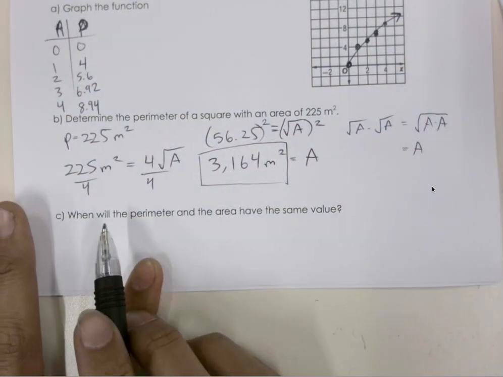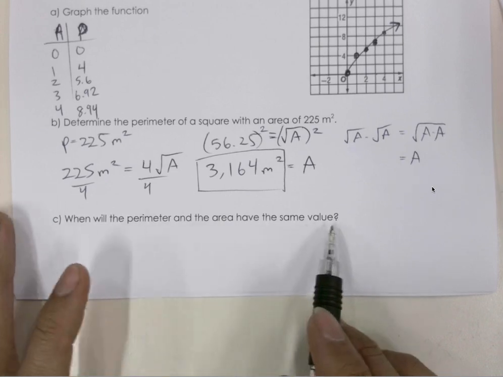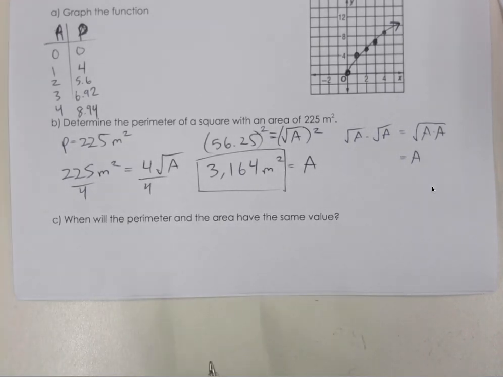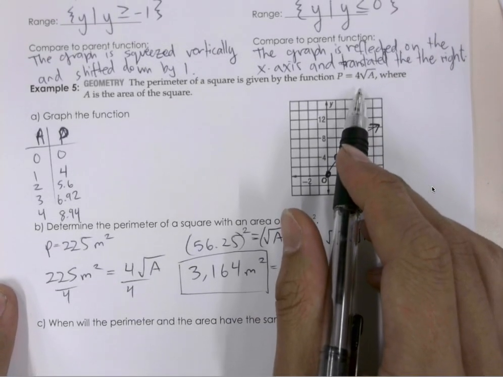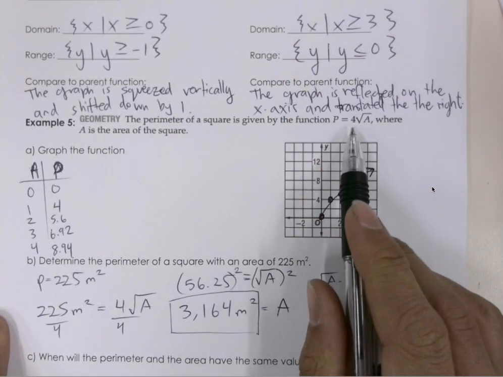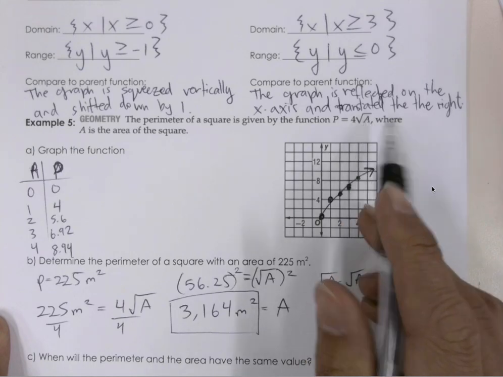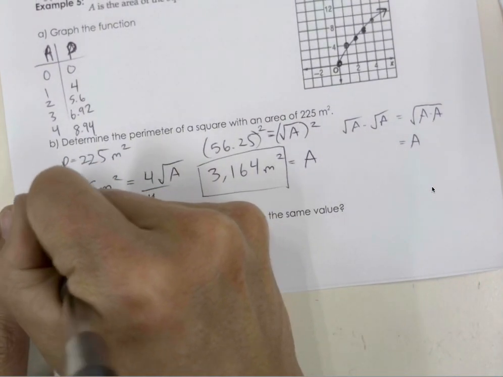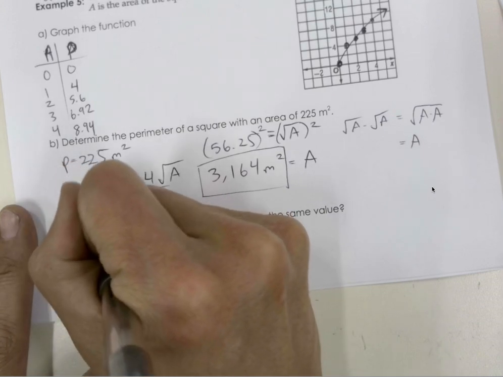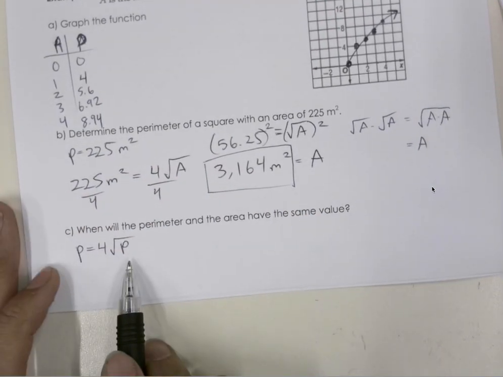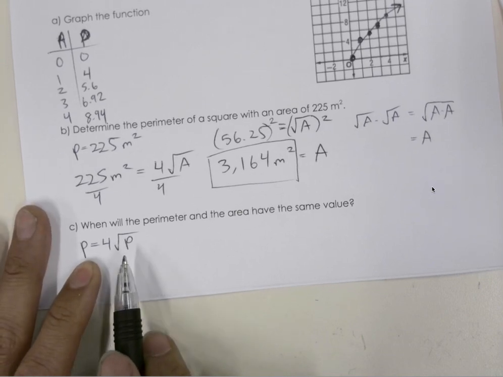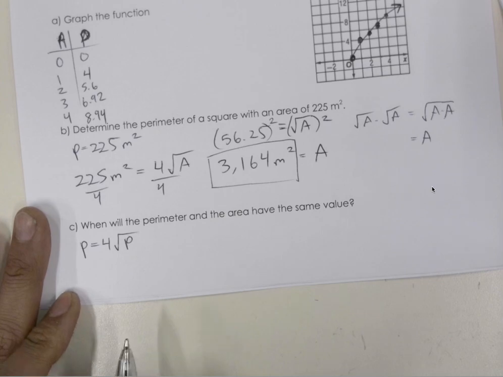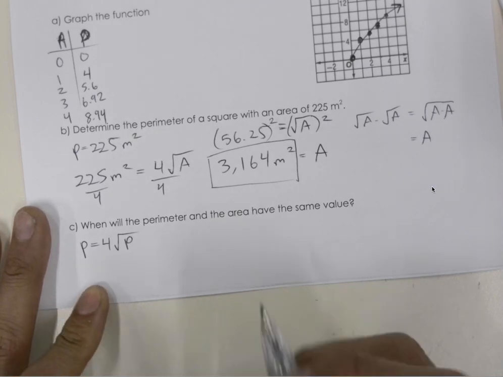Now, the question is when will the perimeter and area have the same value? What value is that? Okay, well, that's an interesting problem. Since we have this function, what we're trying to find is when is p going to be equal to a? So what I can say here is p is equal to 4 square root p. When are these two variables going to have the same value? So let's use the same variable for a and p and solve for p.